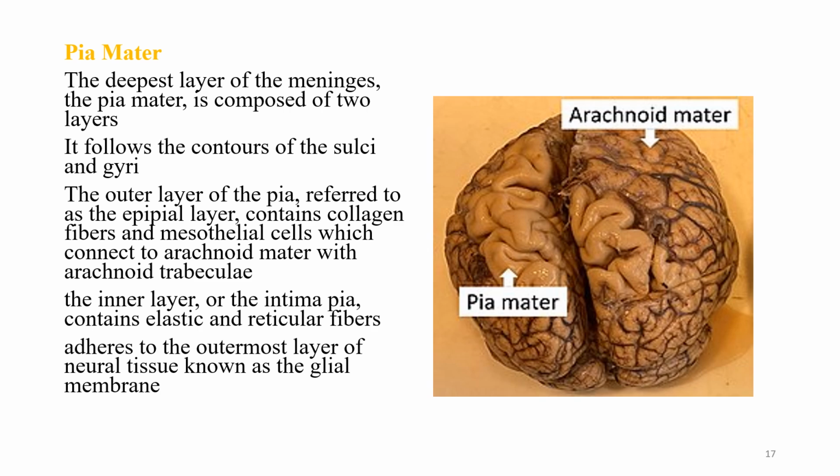The inner layer, or the intima pia, has elastic and reticular fibers and adheres to the outermost layer of the neural tissue known as the glial membrane. So, this pia mater has two layers, that is, the epipial layer and the intima pia. This intima pia is also called the glial membrane. So, this is the arachnoid mater. If you remove this, you can see the pia mater.